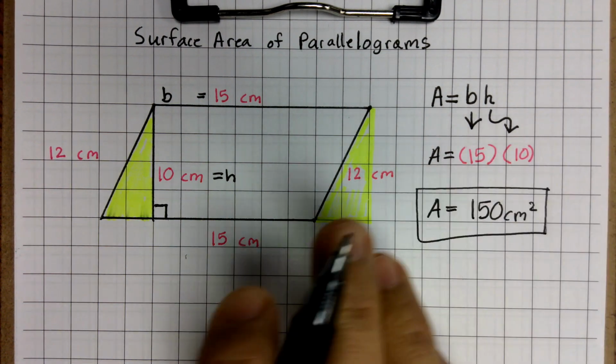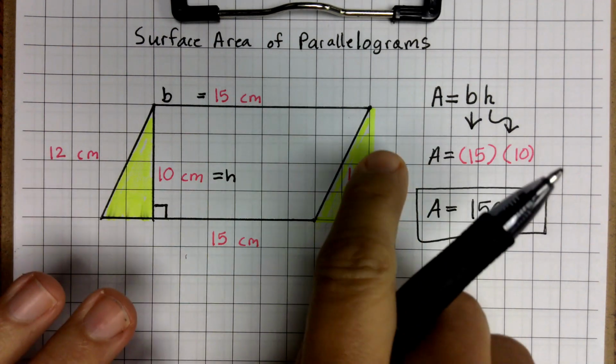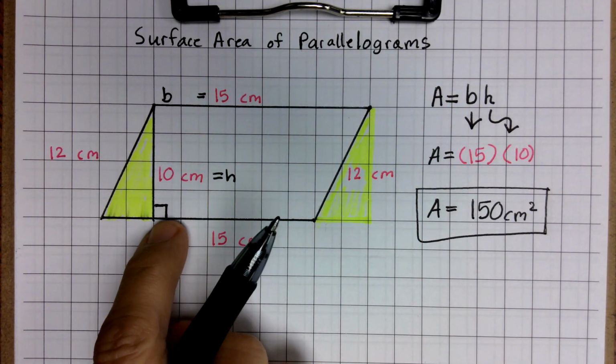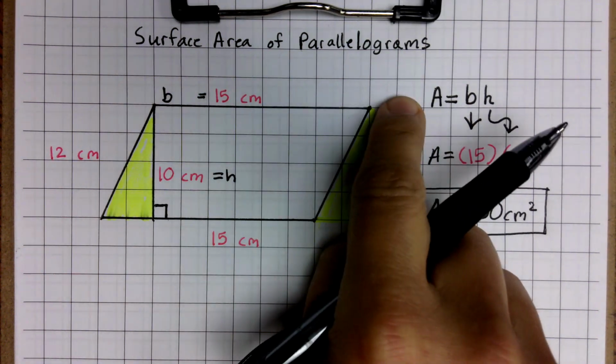So anytime you get one of these, of course the orientation, they might have it kind of turned around, flipped around to throw you off. Just remember you need the height and you need one of the sides.